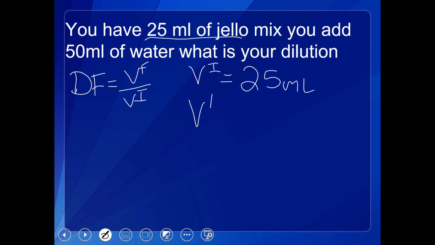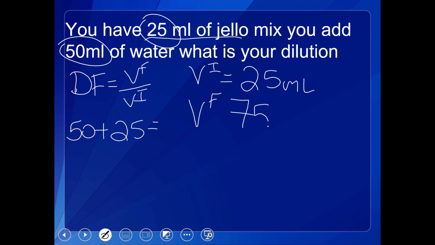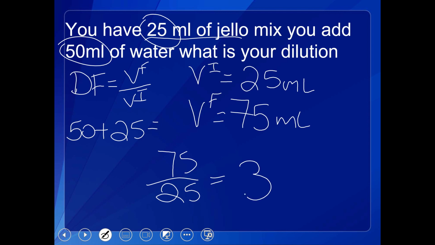Now we need our volume final. We're going to add these two together. We've got 75 milliliters. Now we just plug it into our equation, right? So 75 divided by 25. So your dilution factor is a factor of 3. You will get more practice with this after our guided notes.